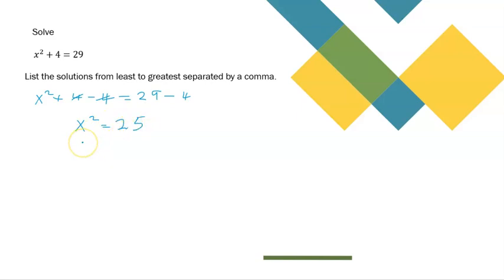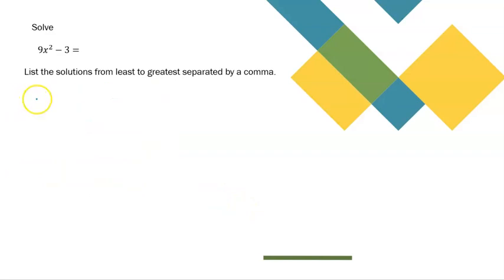And again, we take the square root. On the left, we're going to get x. On the right is plus or minus the square root of 25. And notice that this is equal to plus or minus 5. Since we are supposed to separate our solutions, we get negative 5, comma, 5. And that is the answer to that.